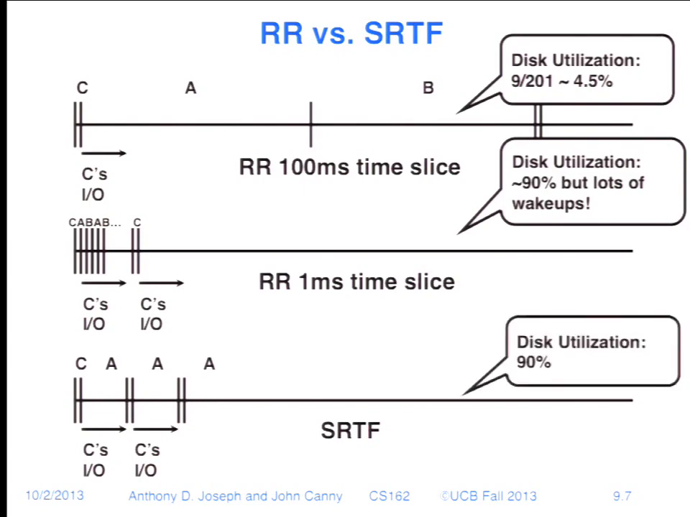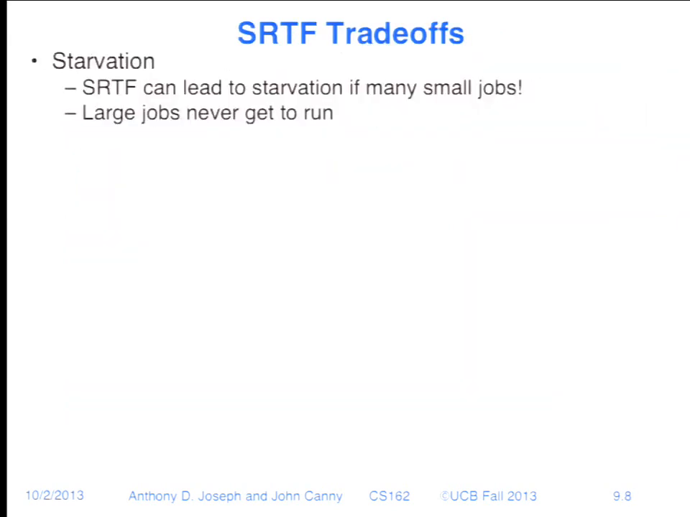All right. So we still have disk utilization, but fewer context switches. It's sort of more similar to the original first come, first served. So it's reducing the number of wake-ups at the expense of perhaps favoring one of the jobs. So in this case, it's favoring A. All right, so some downsides of this shortest remaining time to finish.